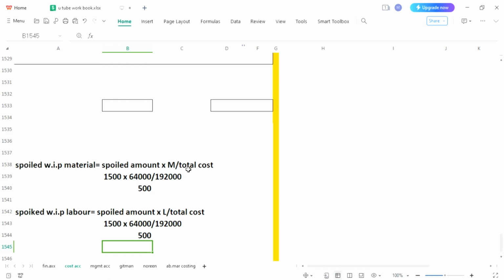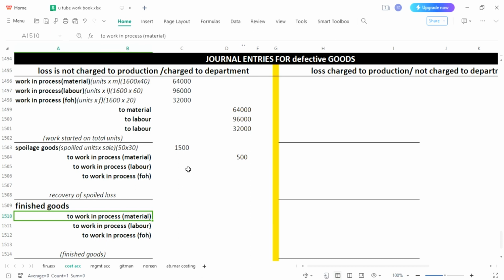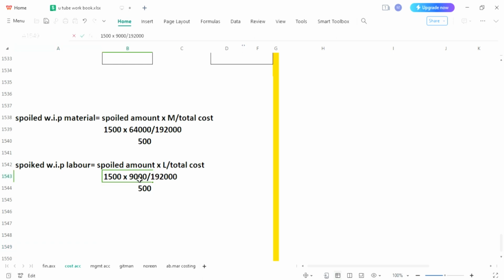Surprisingly, something has been put wrong. 96,000 was the amount of labor. So let's correct it. 96,000. So in this way, two amounts we have calculated, 500, 750.